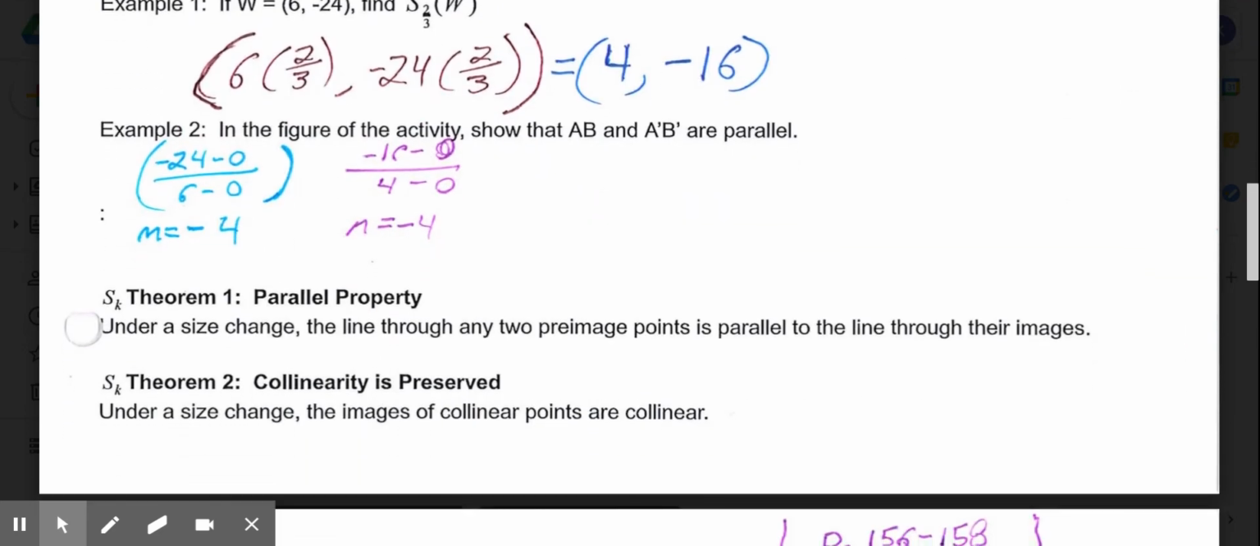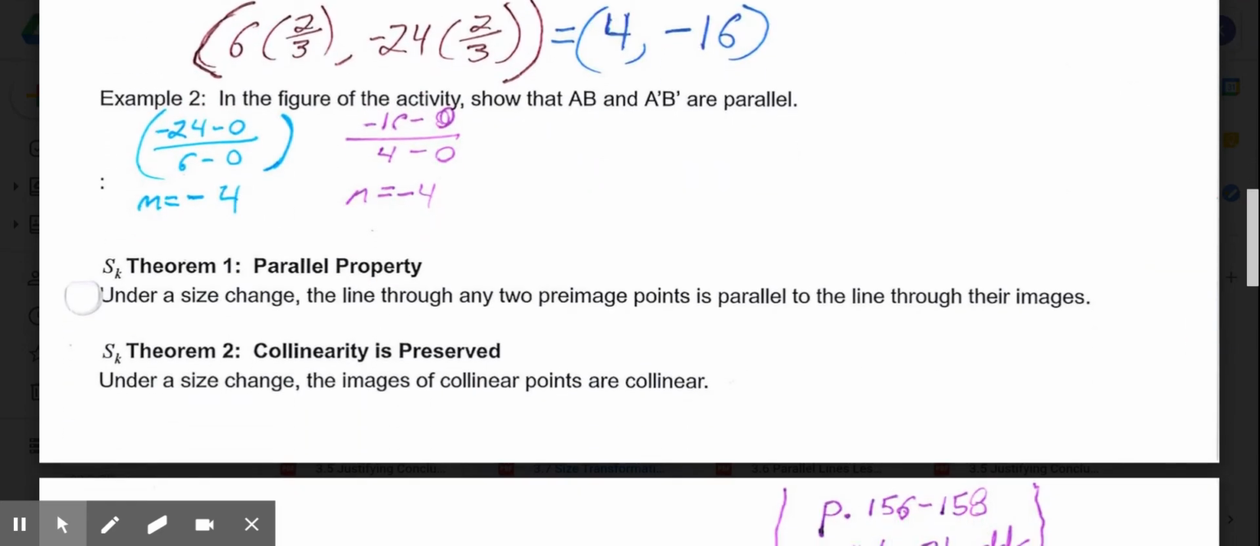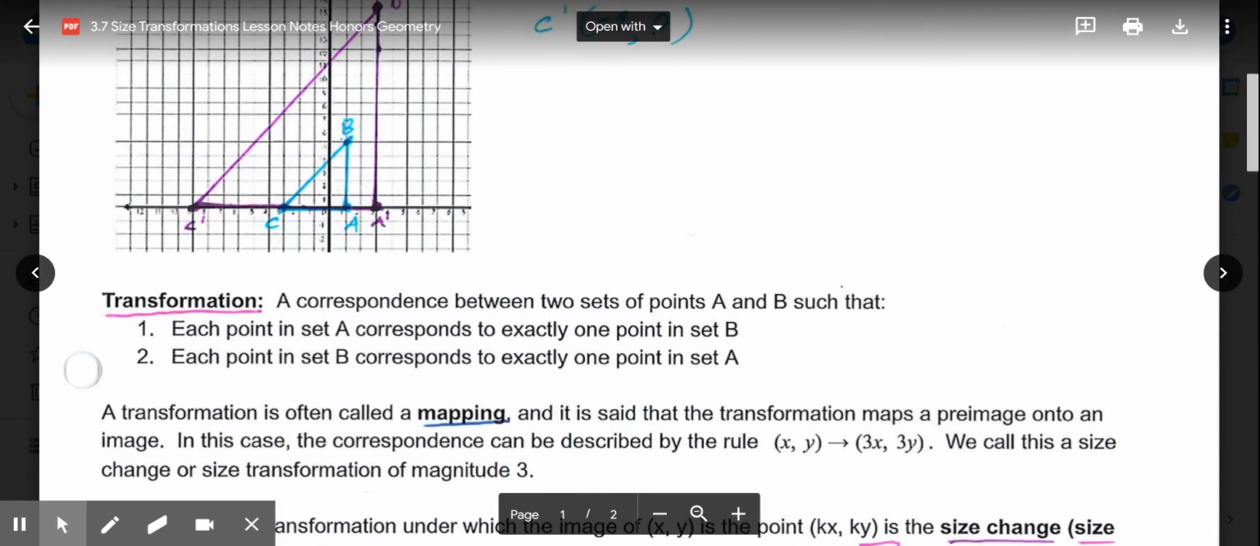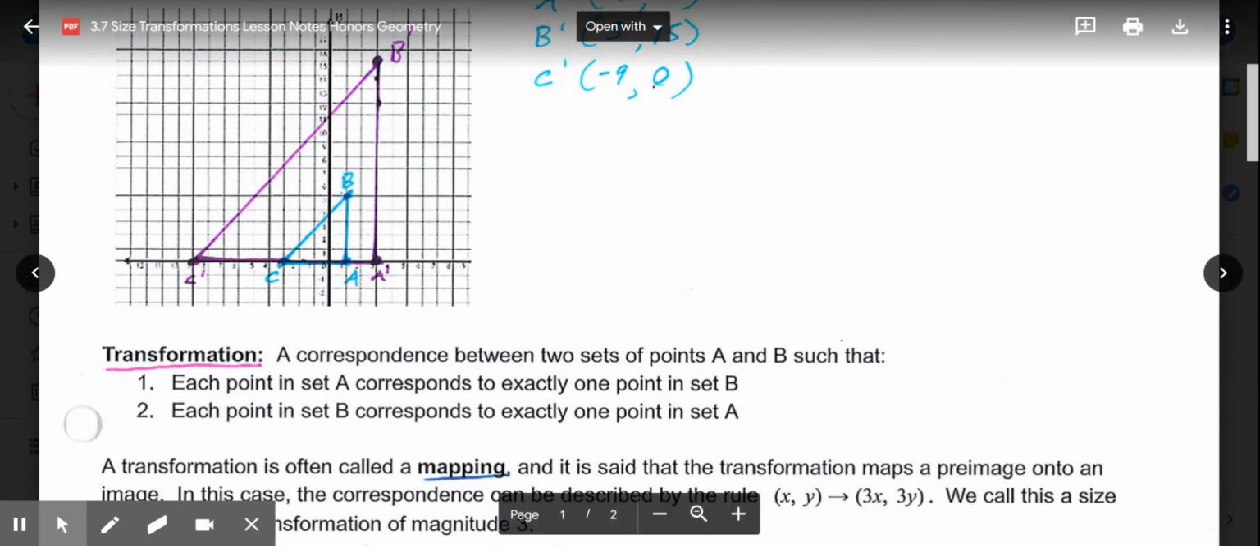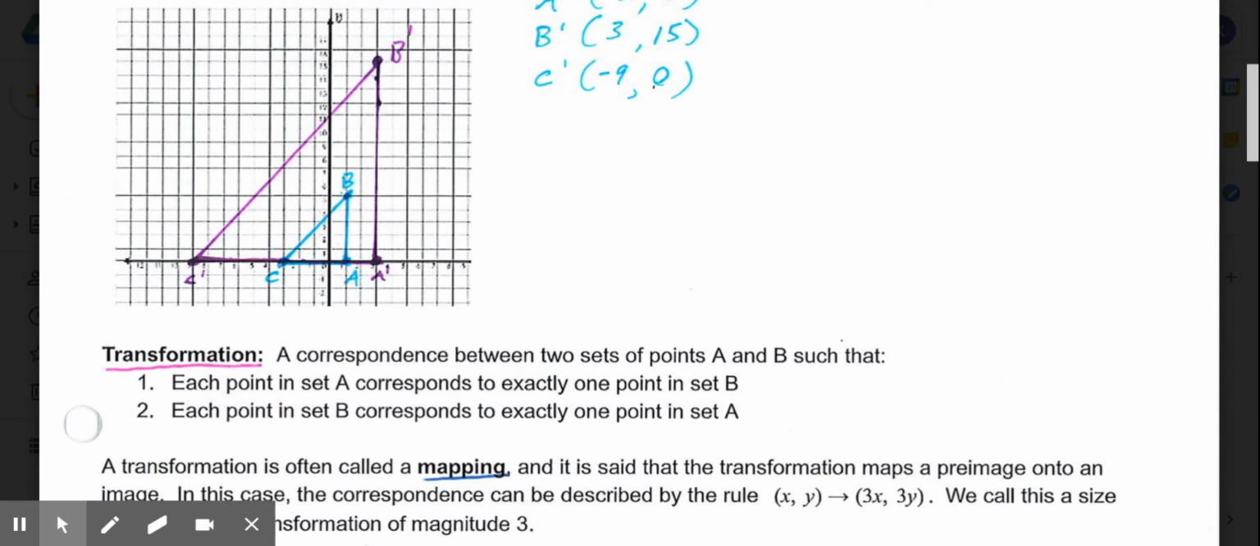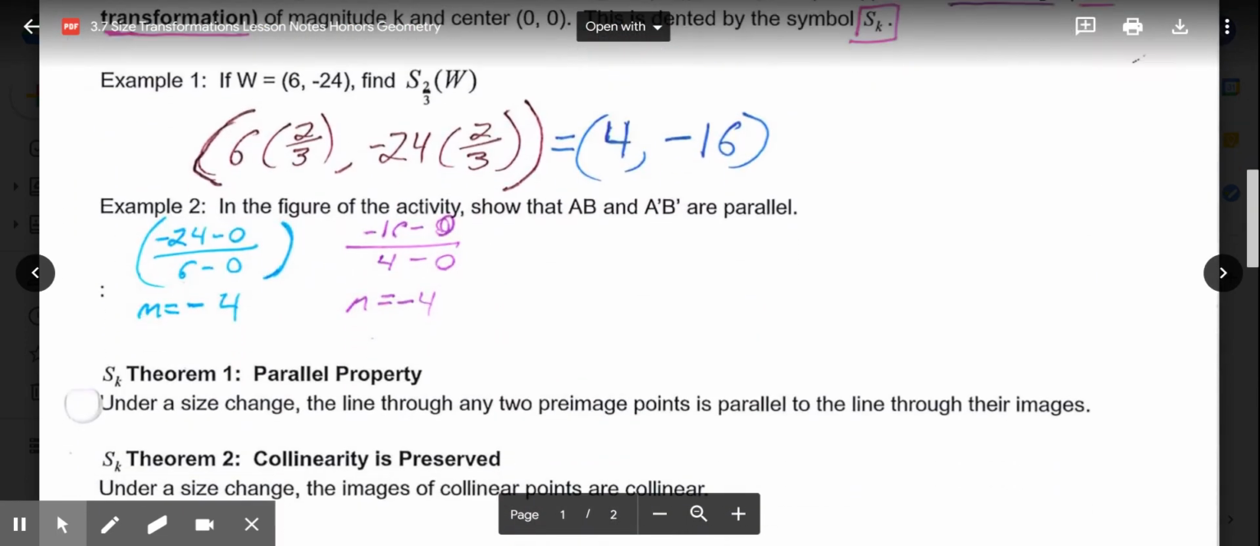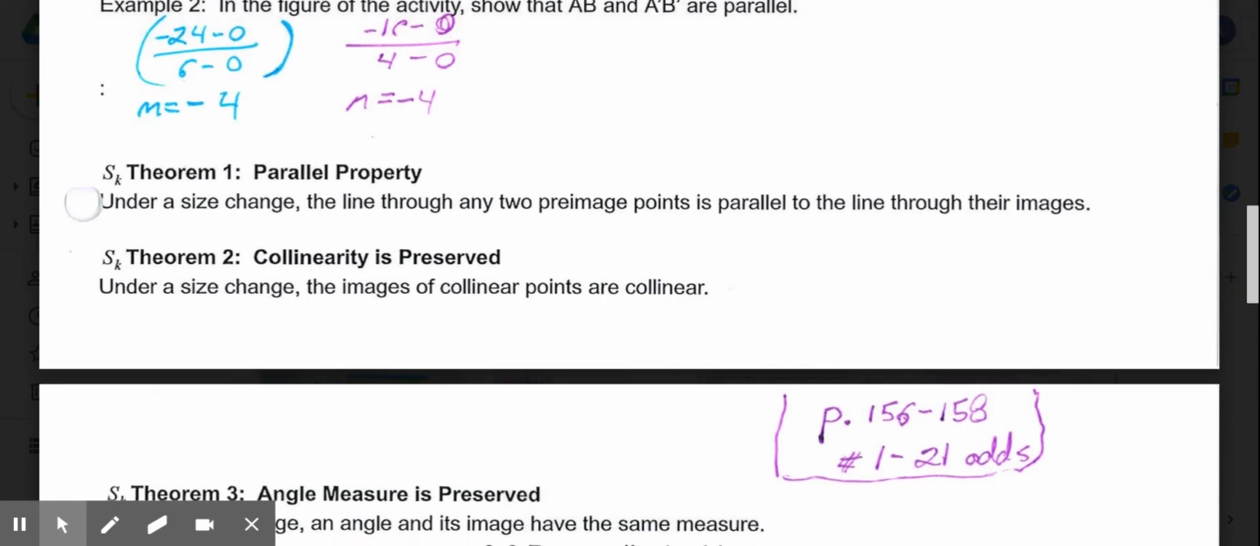So what we're looking at is this parallel property, which is part of our size transformation theorem 1, which says under any size change, the line through two preimage points is always going to remain parallel to a line through those image points. So BC will always remain parallel to B prime C prime. AB will always remain parallel to A prime B prime. So our parallelism is still true, meaning it's preserved.